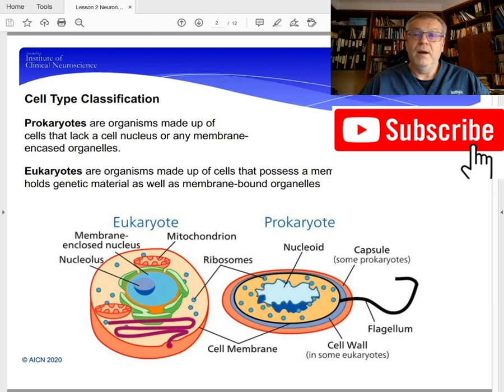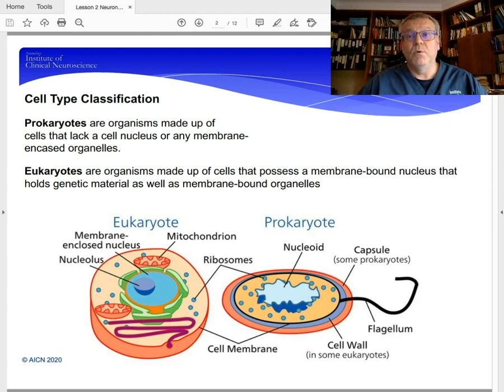And we'll start right off the bat, we'll go right back to the beginning and talk about the differences between the two major classifications of cell types, prokaryotes and eukaryotes. Now, prokaryotes are organisms that lack a cellular nucleus or any membrane encased organelles. Many prokaryotes also have a cell wall. Some eukaryotes also have a cell wall, but not as many. That's the exception rather than the rule.